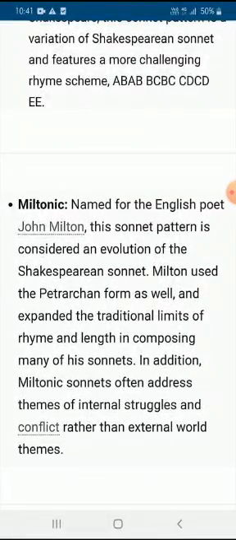Number 2, Miltonic sonnet, named for the English poet John Milton. This sonnet pattern is considered an evolution of the Shakespearean sonnet. Milton used the Petrarchan form as well and expanded the traditional limits of rhyme and length in composing many of his sonnets. In addition, Miltonic sonnets often address themes of internal struggles and conflict rather than external world themes.